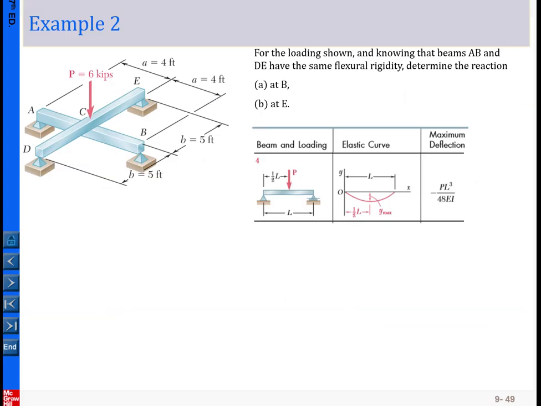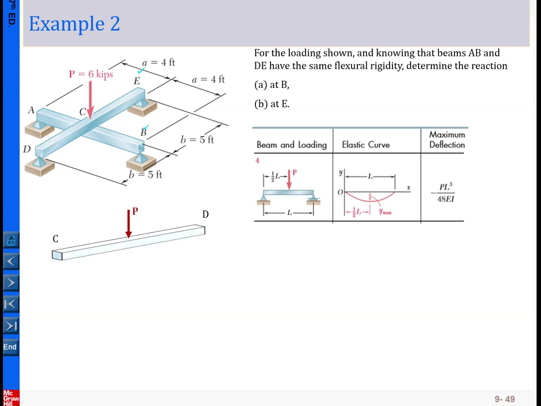So this is the last example here. We want to determine the reactions at B and also the reaction at E. Okay, we want to determine the reaction at the two supports here. So basically, this problem you can try to apply.